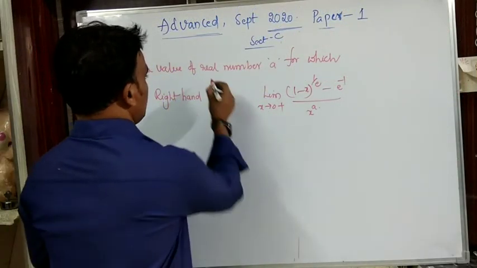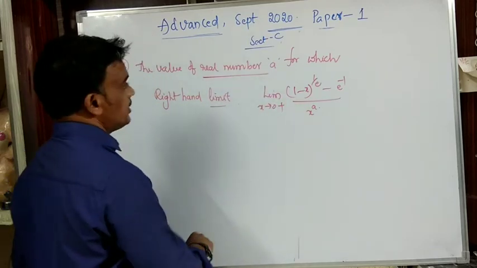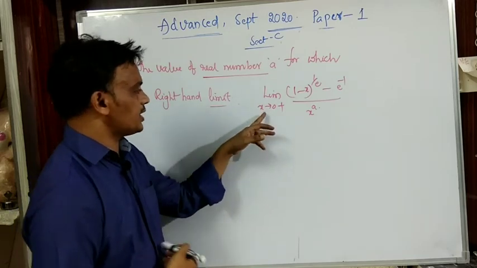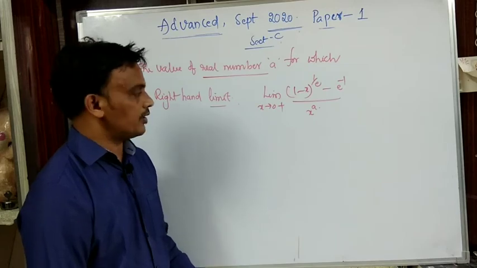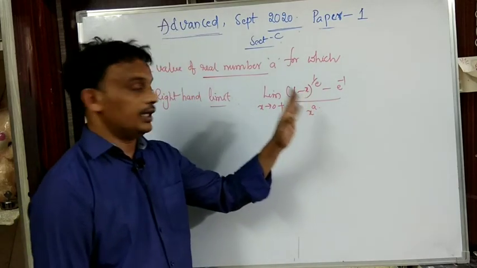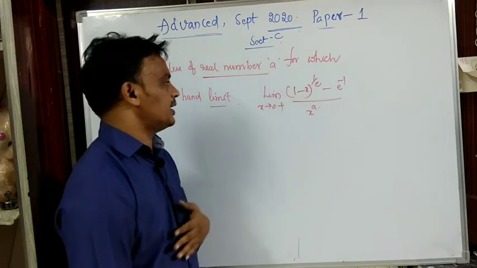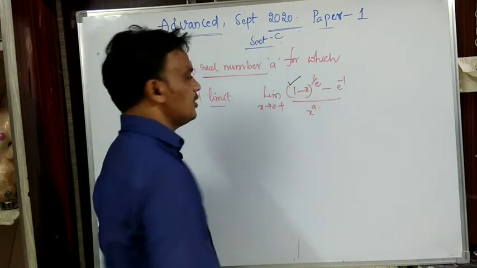Yes, so here is the last problem. We should find the value of the real number a for which the right hand limit exists. It is the limit as x tends to 0 plus of (1 minus x) whole power 1 by x, minus e power minus 1, all divided by x power a. So for the existence of the right limit, what is the value of a? We can apply L'Hospital, or else use the expansion.